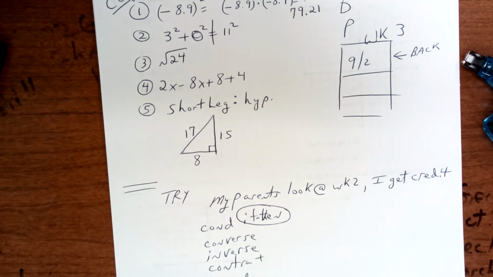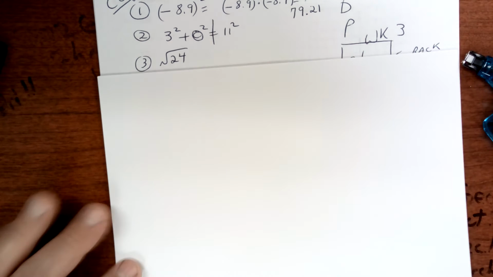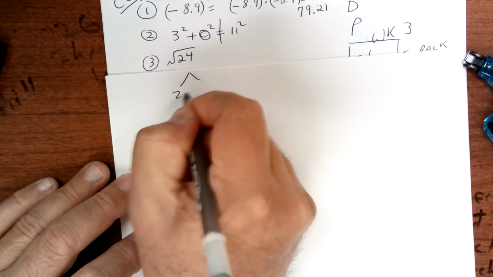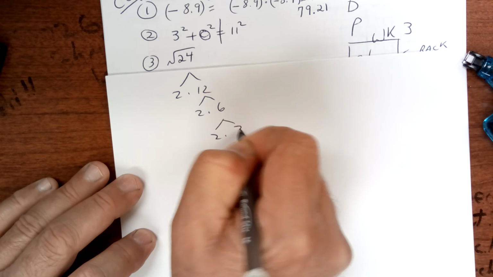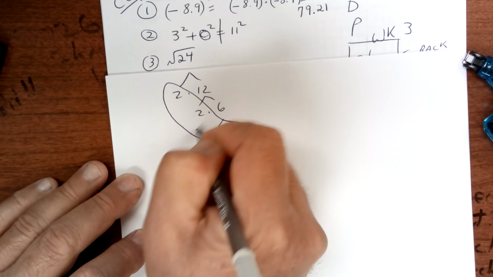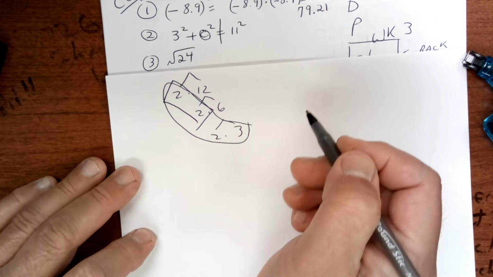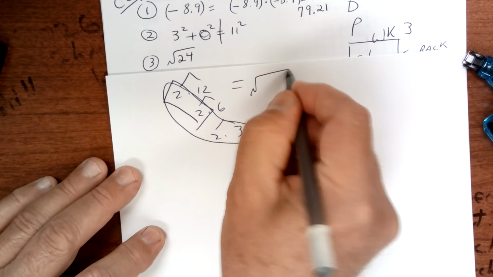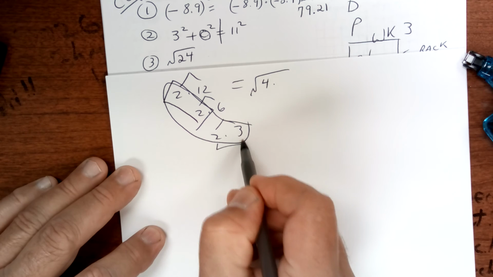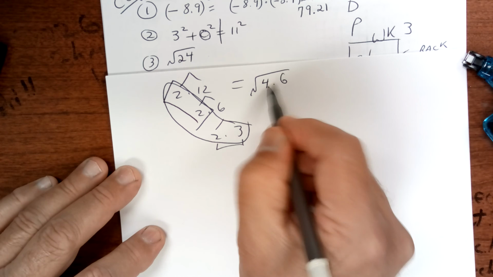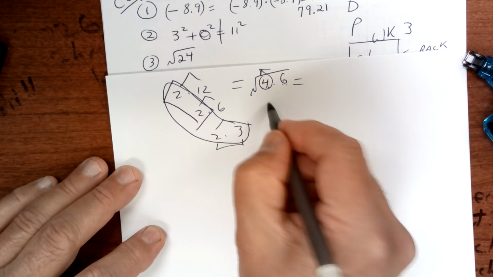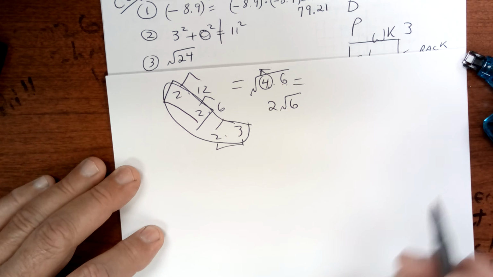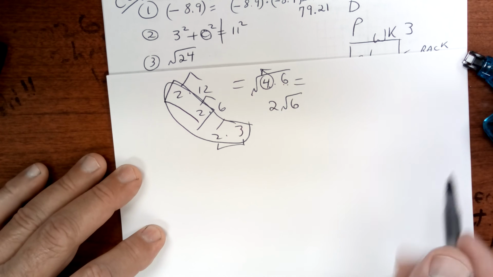In fact, here's another one. So you're going to go 2 times 12, 2 times 6, 2 times 3, and here you have a perfect pair. 2 times 2 is 4. So that's going to be the square root of 4. Put these together. 2 times 3 is 6. This gives me 24. The square root of 4 is 2, so my final answer is 2 square root of 6. And again, if you have to, use your calculator. Make sure you know both ways.